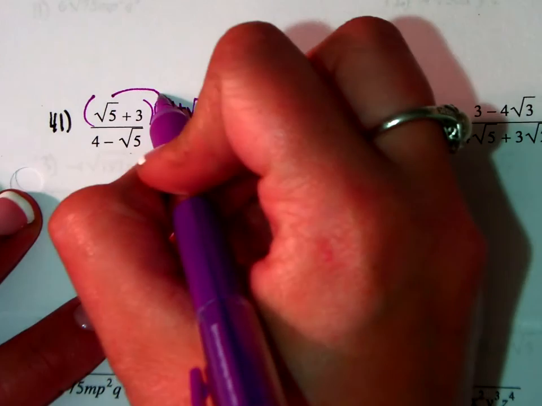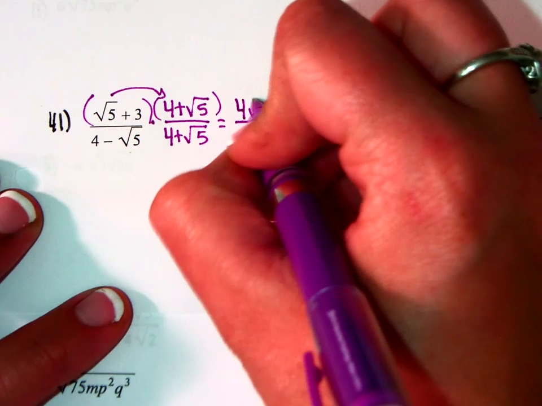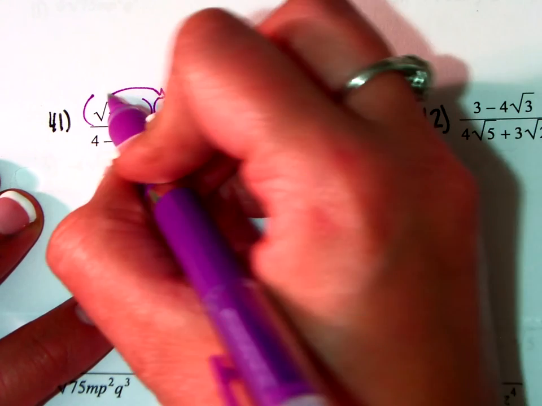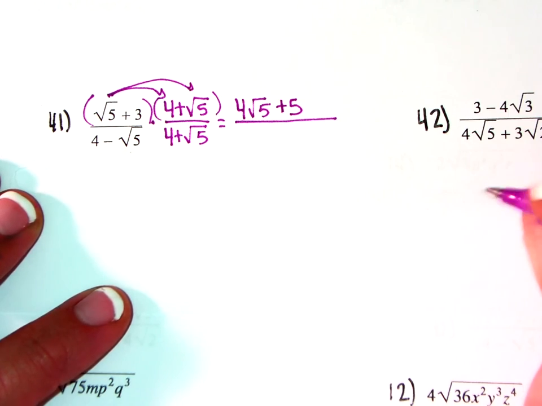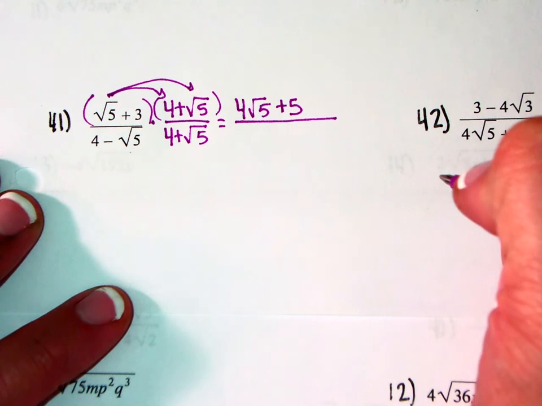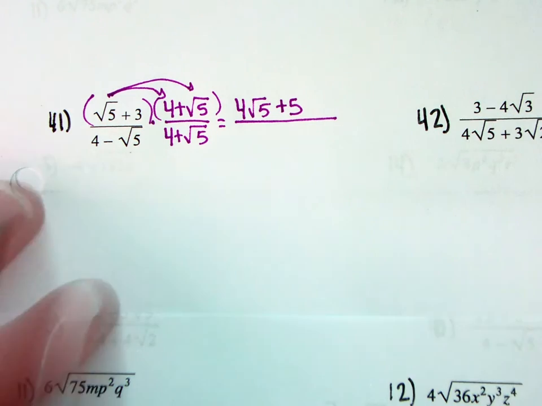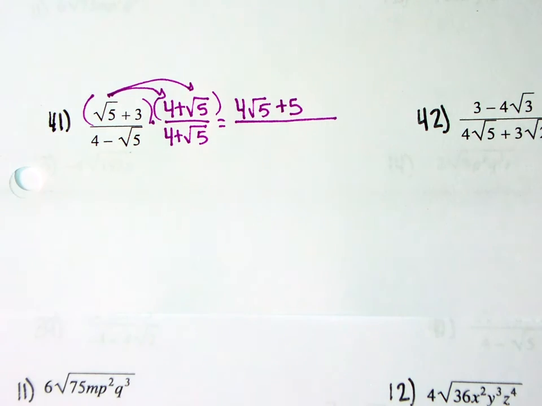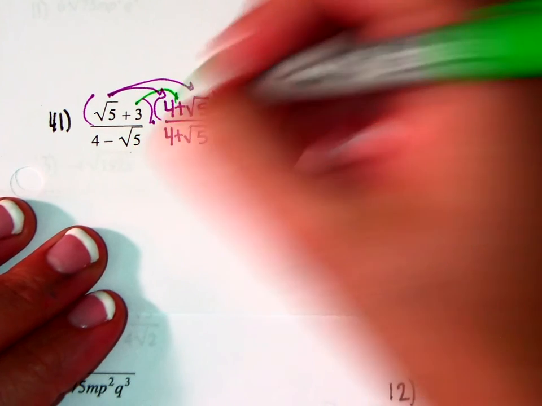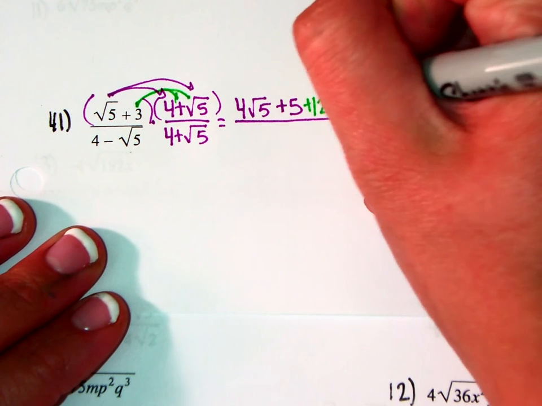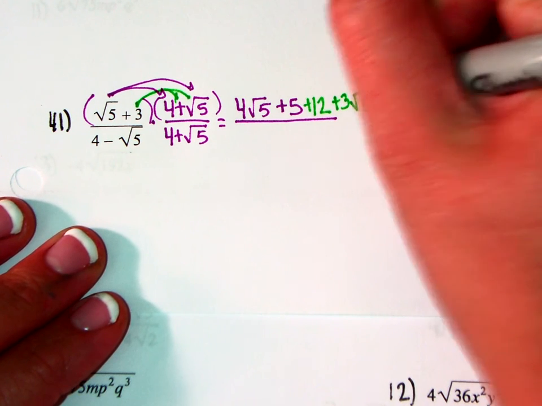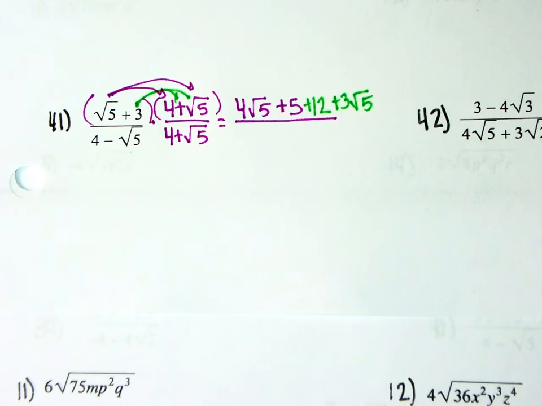Square root of 5 times 4, 4 square root of 5. Square root of 5 times the square root of 5 is just 5, because 5 times 5 is 25. The square root of 25 is 5. All right, I'm going to hop on over to my next term, which is a 3. So 3 times 4 is 12. 3 times square root of 5 is +3 square roots of 5. I just have to distribute a little more. Nothing hard about it, just a little bit more math.